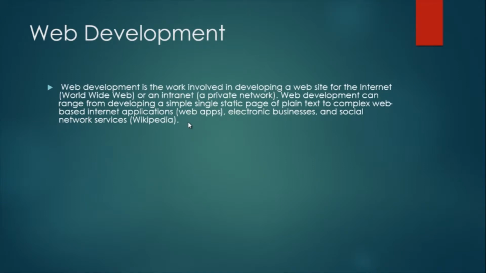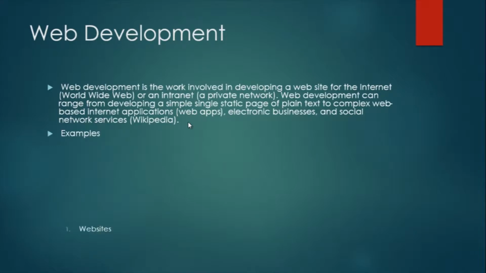Let's break down this definition into some components and parts. We can see that web development is the work involved in developing two things: a website or a web application. So whenever we're dealing with web development, we have to think of websites and web applications. Some usages can be social network services, electronic businesses, or internet applications that are running on the internet. Those are just some examples of what you can do with web development.